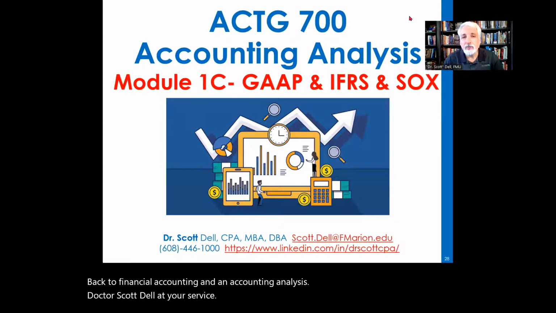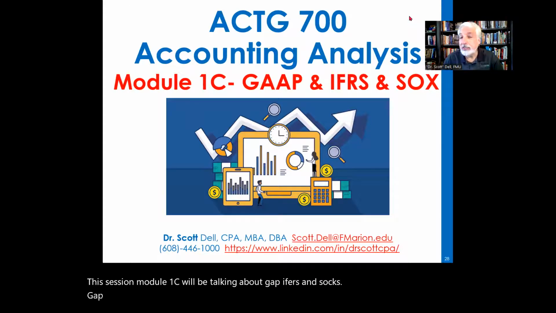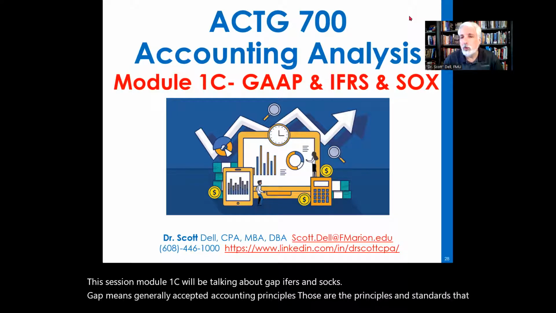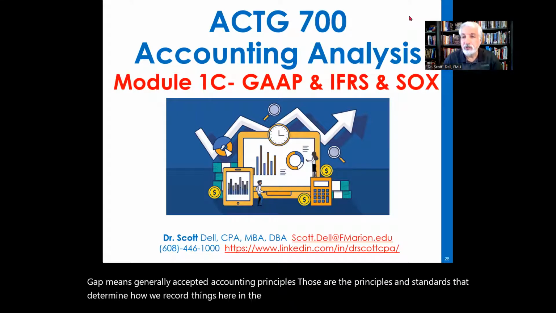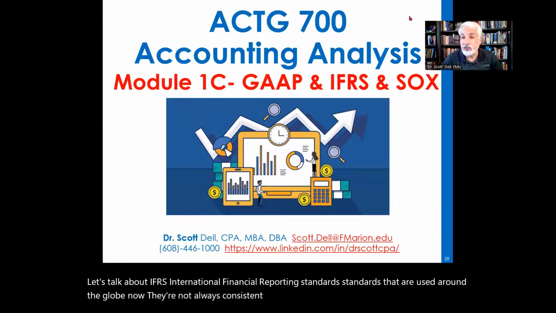This session, Module 1C, will be talking about GAAP, IFRS, and SOX. GAAP means generally accepted accounting principles. Those are the principles and standards that determine how we record things here in the US, also known as US GAAP. We'll also talk about IFRS, International Financial Reporting Standards, standards that are used around the globe. Now, they're not always consistent. Every country can have different versions of IFRS, but the IFRS standards are fairly closely related.